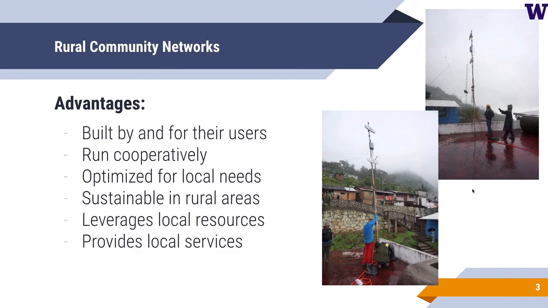Over the past few years, our lab has been actively working with field partners to deploy community cellular networks. Community cellular networks are small-scale independent cellular networks which consist of a single base station attached to an edge network core. These types of networks are optimized for local needs, can be run cooperatively, and are sustainable in rural areas, providing the users with local services.